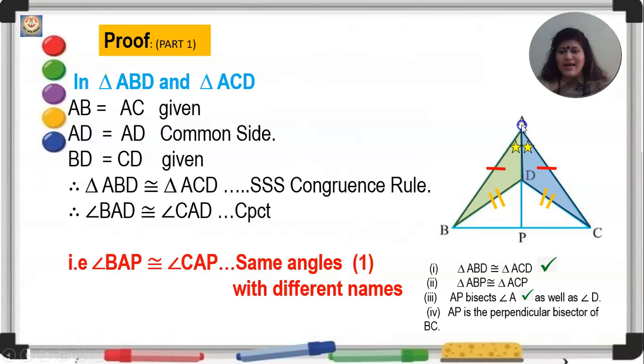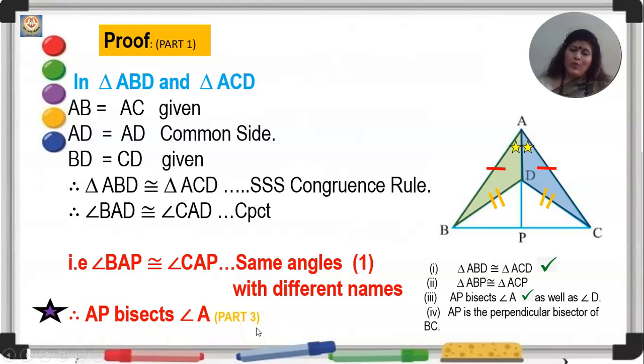I have concluded that AP is the bisector of angle A. That means directly from the first part, I have moved to the third part. That is, AP bisects angle A. So here we go. Therefore, AP bisects angle A, part 3. When you're writing this in your geometry notebook, you need not mention here as part 3 and you need not mention this as part 1. This is purely given just for you to understand it in a better way.